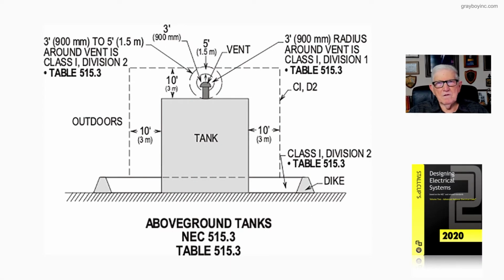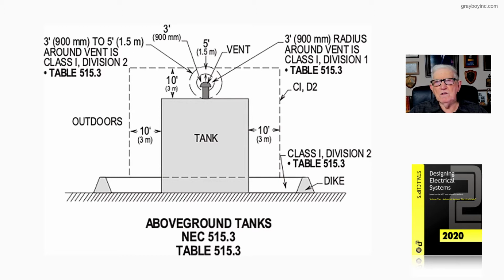Now let's look at this figure 21-53 that deals with aboveground storage tanks in accordance with NEC 515.3. And you get all your dimensions and distances around this tank from Table 515.3.